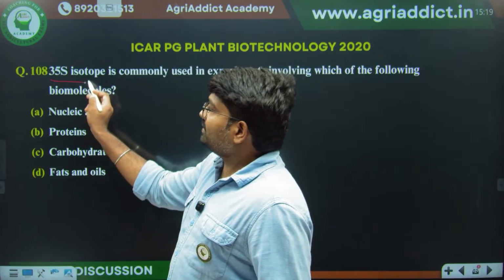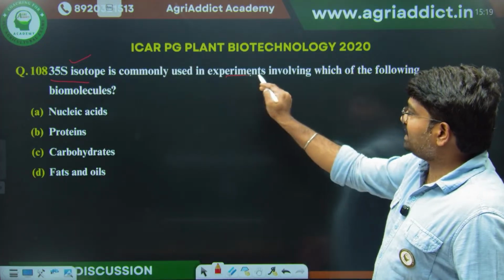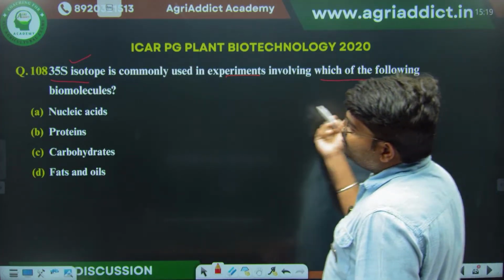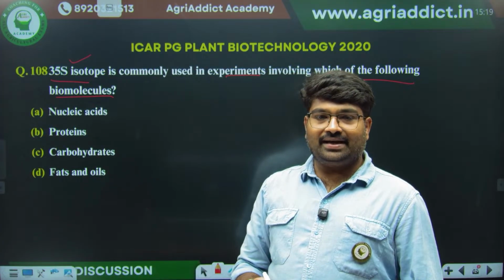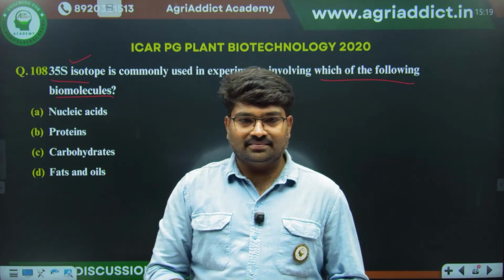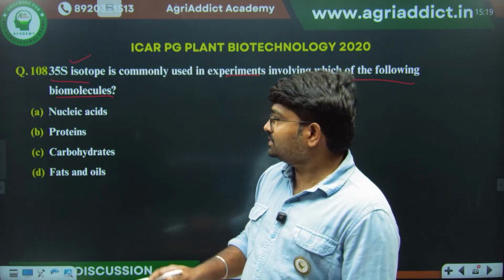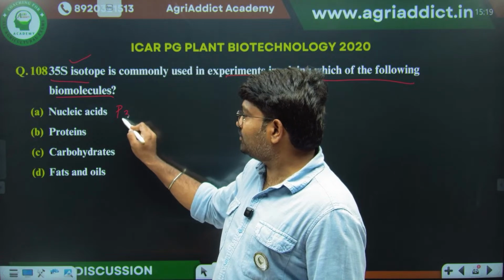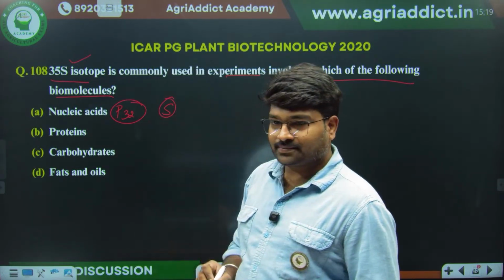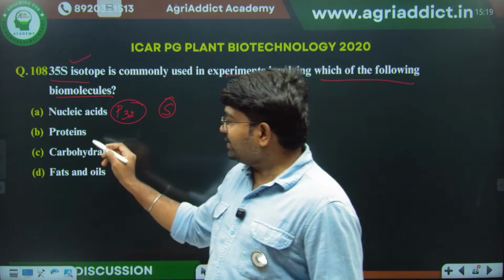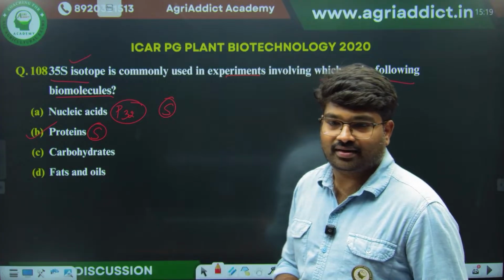35S isotope. 35S labeled sulfur isotope is commonly used in experiments involving which of the following biomolecules? Nucleic acid, proteins, carbohydrates, or fats and oil? For nucleic acid they use phosphorus 32. Is sulfur present in nucleic acid? No. So proteins: sulfur containing amino acids will be there, and we can use 35S for that.